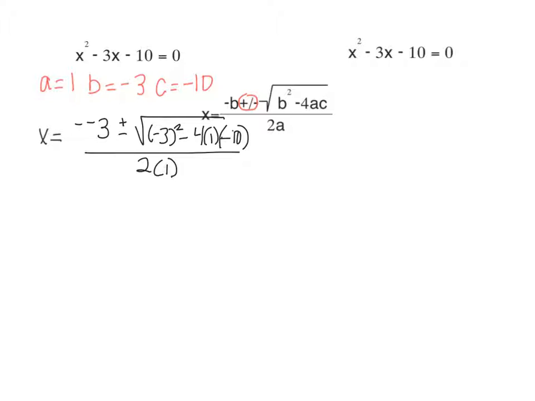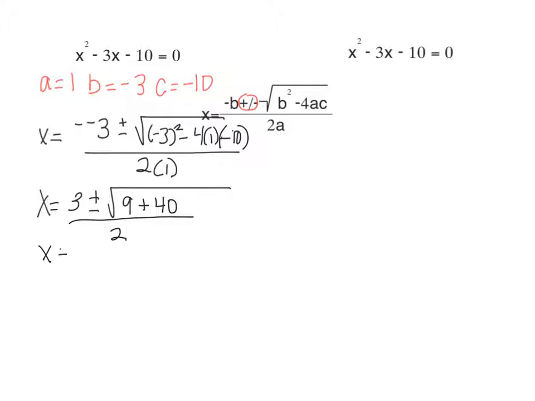Okay, let's do some simplifying. We get x equals positive 3 plus or minus the square root of, remember negative 3 squared is 9, and I have a negative 4 times 1 times negative 10, which is going to give me a positive 40, over 2 times 1, which is just 2. So x equals 3 plus or minus the square root of 49 over 2.